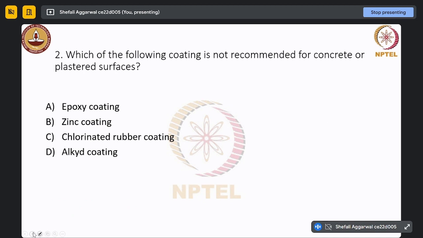Next question. Which of the following coatings is not recommended for concrete or plaster surfaces? You might have studied about different coatings in the lectures. Epoxy coating, zinc coating, chlorinated rubber coating, or alkyd coating. Which type of coating is not recommended for concrete surfaces?